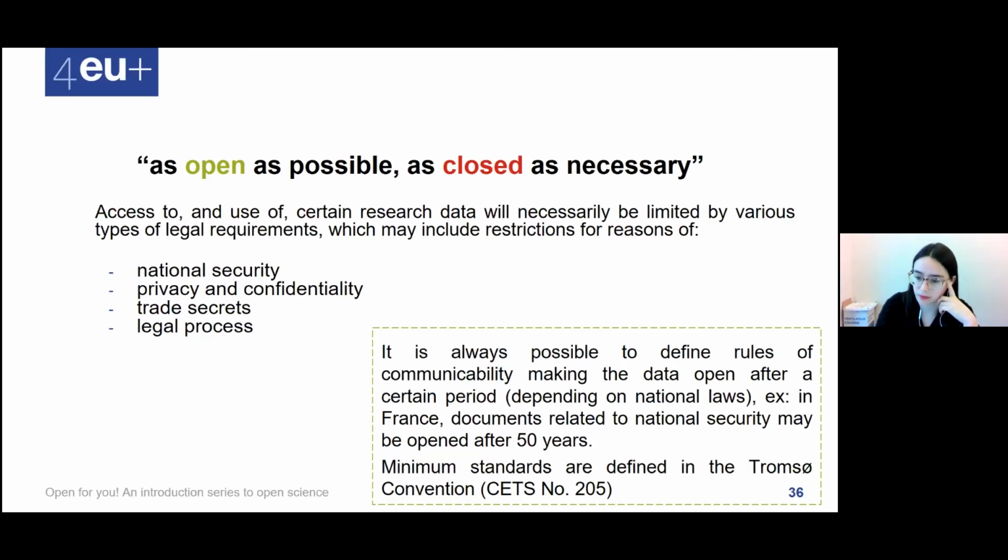The minimal standards in Europe are defined in the Transfer Convention. So you can have data which are closed for 10 years, but after 10 years, you can share them in open access. As open as possible, as closed as necessary means there can be exceptions. It's a recommendation that if you have some defense secrets in your data, obviously you are not sharing them with everyone.